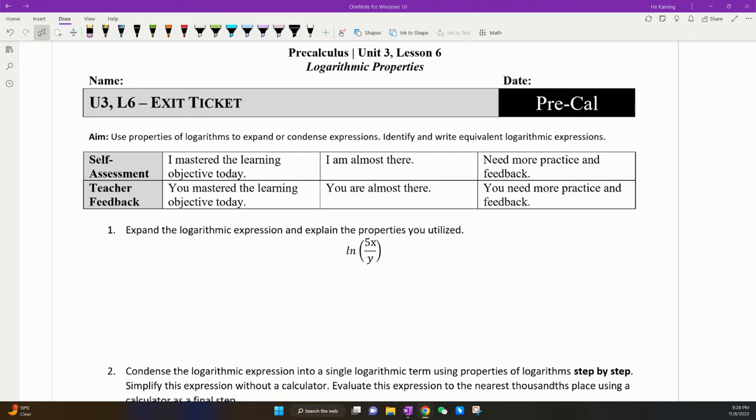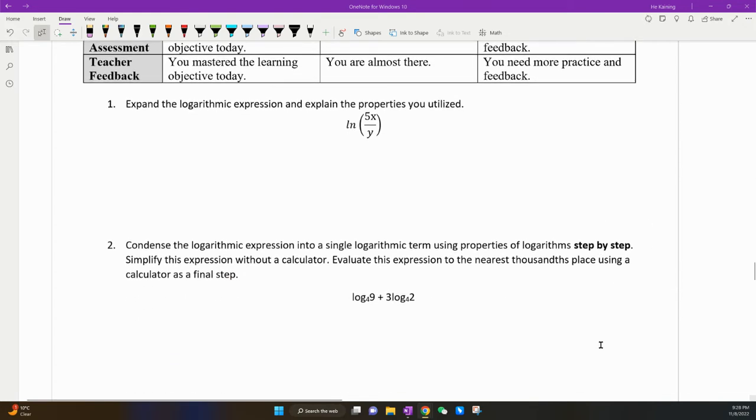Okay, now let's take a look at lesson number 6. Here we're actually using all our properties to expand or combine. Number 1 says expand. We use our rule. ln has to be applied to every single chunk in here. That is our normal distribution. And ln, we have the top, we have 5 and x.